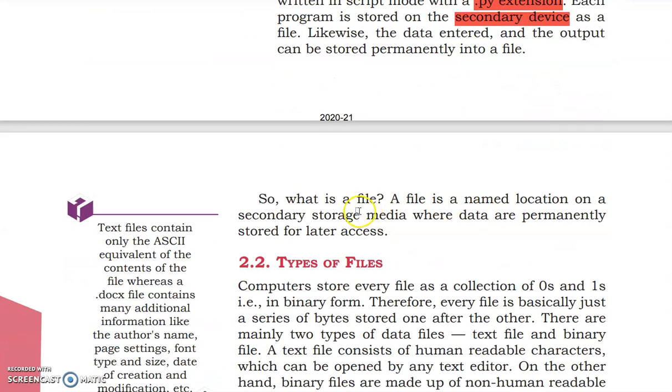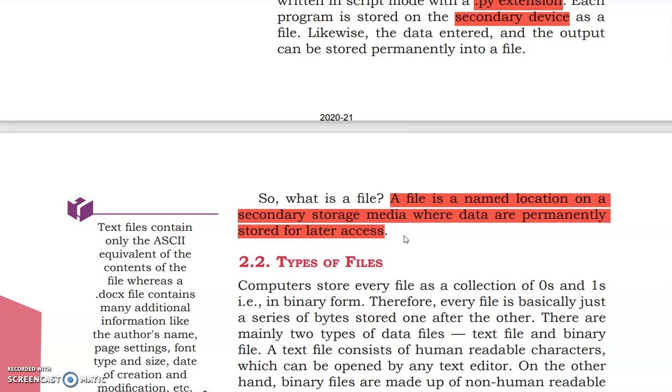Now what is this file? A file is a named location on a secondary storage media where data are permanently stored for later access. Let's understand this definition. A file is a named location. Okay, we give it a name where it is stored, and then it's on the secondary storage where data is permanently stored for later access, that is for use later on.